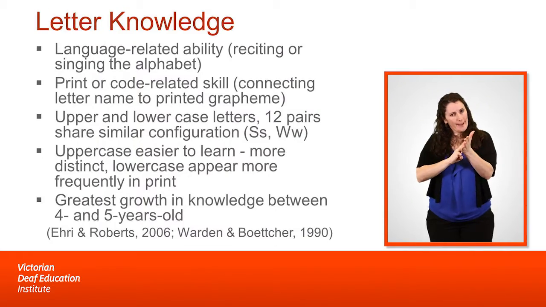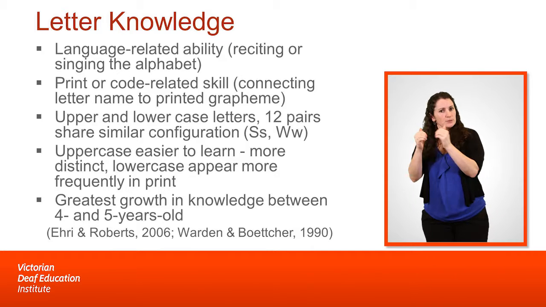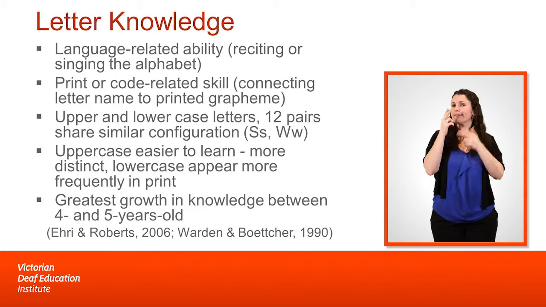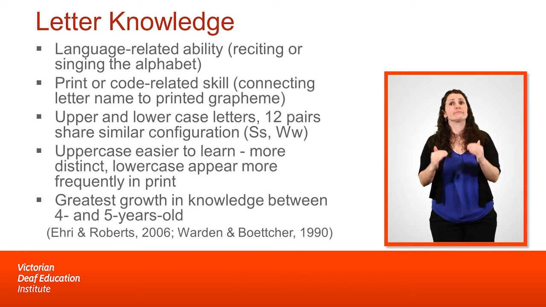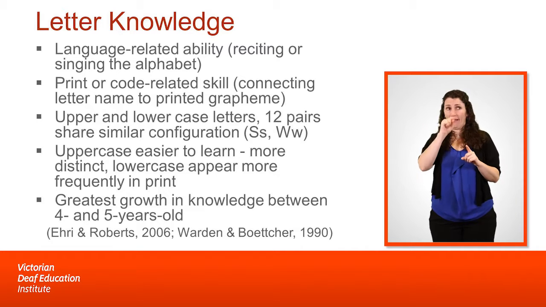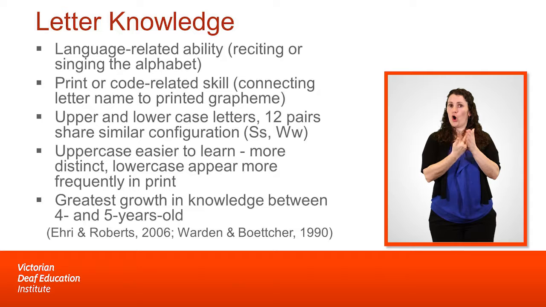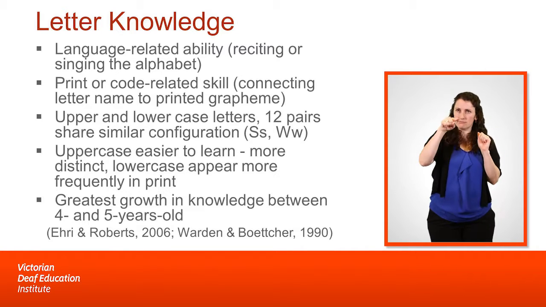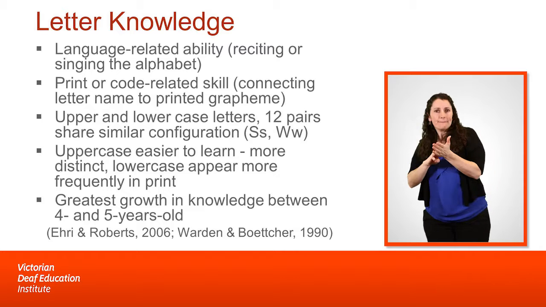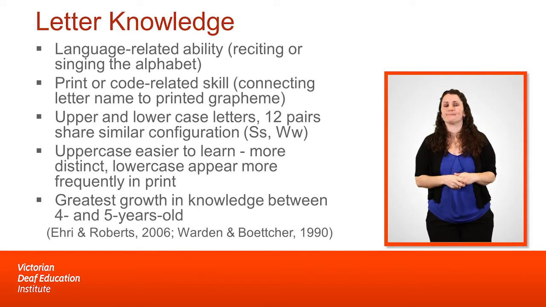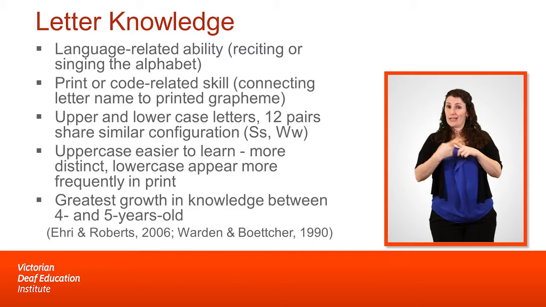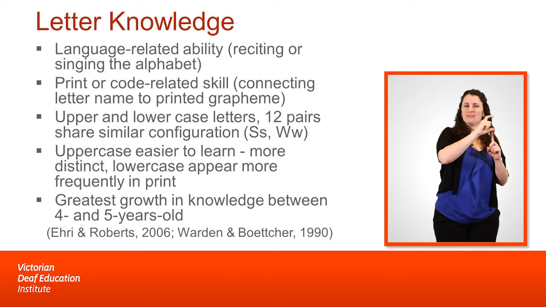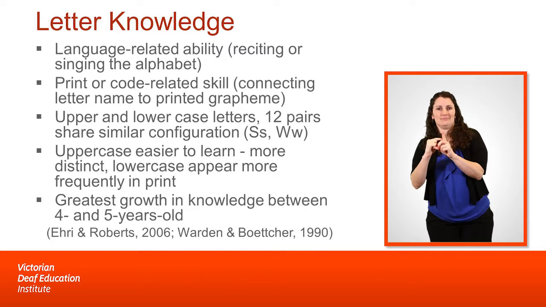So singing the alphabet is one thing that children do at this stage. They also are beginning to be able to name the letters and name the printed graphemes. So they know that that's an A and this is an M and that is a C. What is interesting about English is uppercase and lowercase letters have different configurations. In the English language, there's only 12 pairs of letters that share a similar visual configuration.